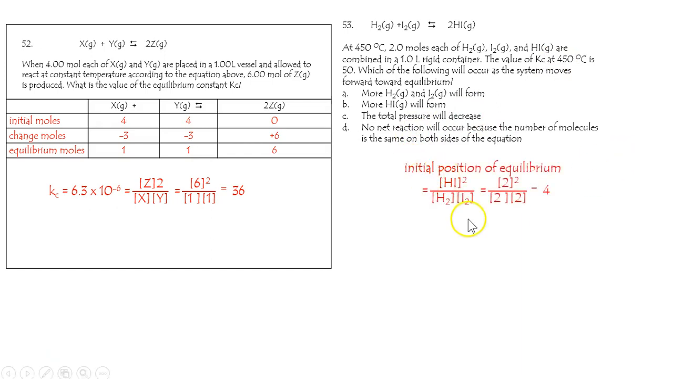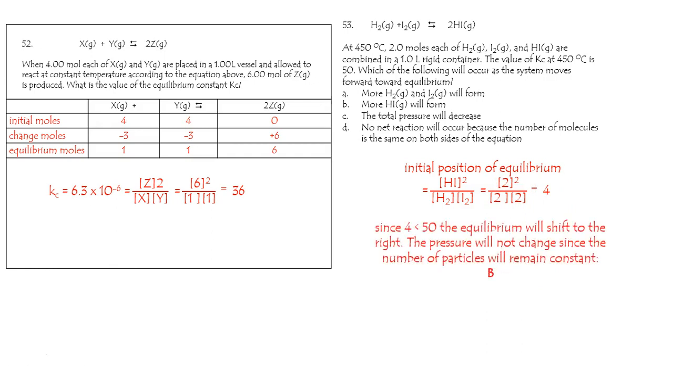We did have 2 squared over 2 times 2. This looks incorrect to me, right? That's 4 over 4. This should be 1, but regardless, it's way less than 50. Since it's much less than 50, it'll change, and the answer is B.